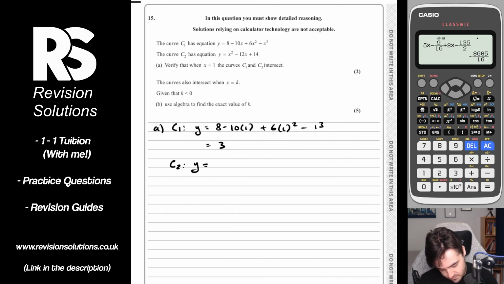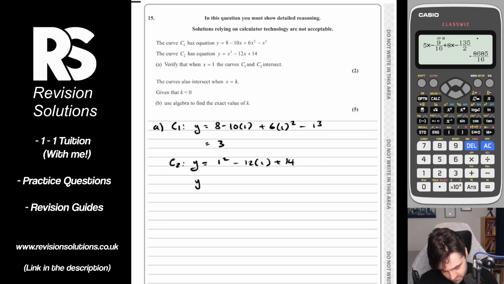And just check for curve 2. Y is going to equal 1 squared minus 12 lots of 1 plus 14. So 1 minus 12 is minus 11, plus 14 is 3. So we can confirm that C1, C2 intersect at the point 1, 3.